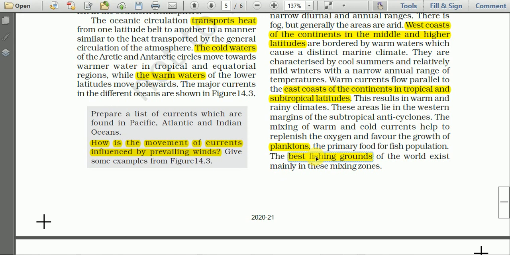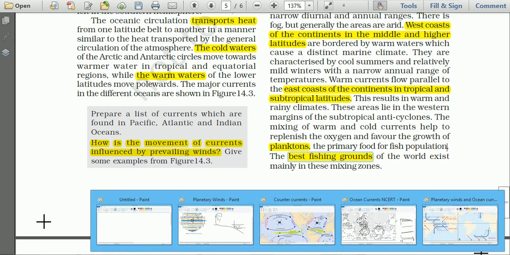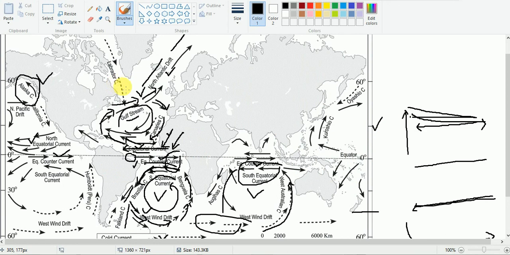And about the best fishing grounds, just one example. See here, from the polar areas, the cold Labrador current is flowing towards the south, and this cold Labrador current is mixing with the Gulf Stream here. This current is the warm Gulf Stream, and the warm Gulf Stream and the cold Labrador current are mixing here, and because of this mixing of warm and cold currents, we find a lot of plankton, and hence fishing is highly developed off the coast of Newfoundland.